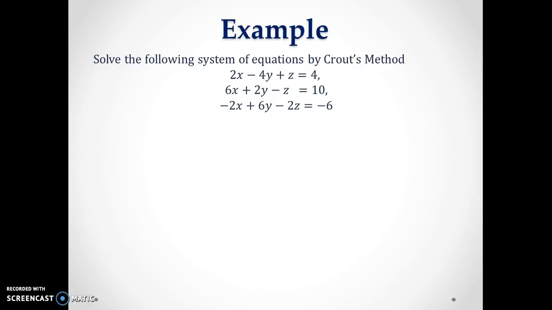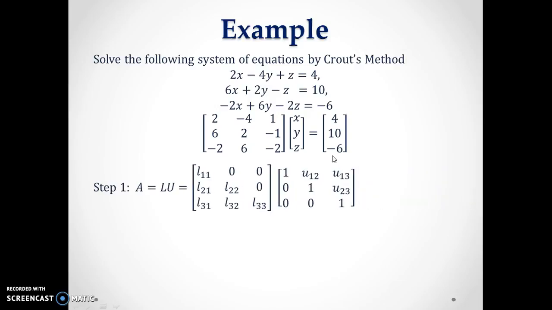So let us take one small example. Again, for simplicity, I'm going to consider the system of three equations in three unknowns. The next step is to write this system as a matrix equation, and you can see that I have written this system as a matrix: the coefficient matrix A, the solution matrix X, and the constant matrix B.